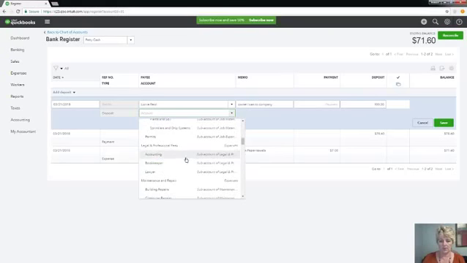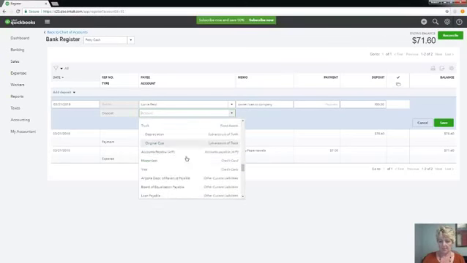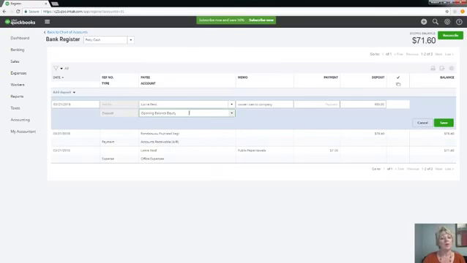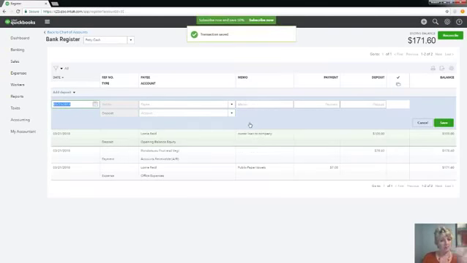We'll have to see what we have set up. We don't have one set up for this particular company. We're going to put it in opening balance, even though we would probably have Lori Reed equity. So now we've added owner equity to the company. We have $170.